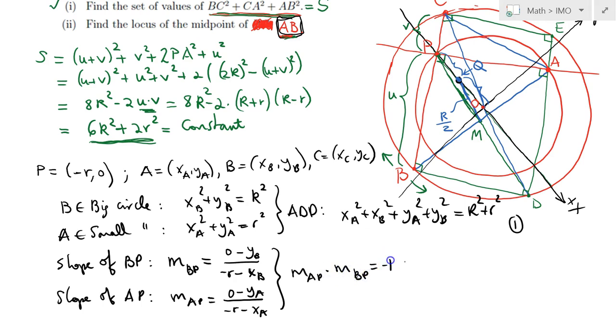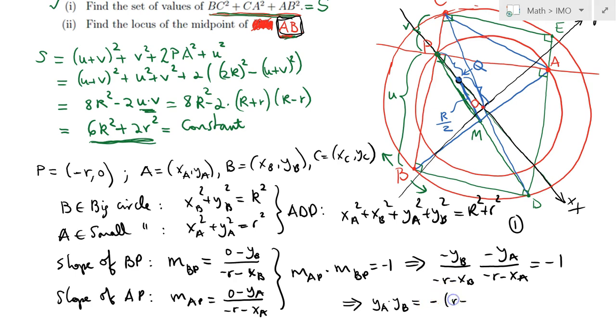And finally when I take the product, because these two lines are perpendicular, it should be equal to -1, implying that minus yb over minus r minus xb times minus ya over minus r minus xa is equal to -1. Rearranging it, I know it's kind of a lot of bashing, but ya times yb is equal to -1 times, we'll just change one of them, minus r plus xb, r plus xa.